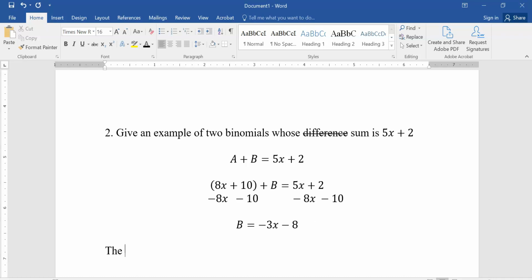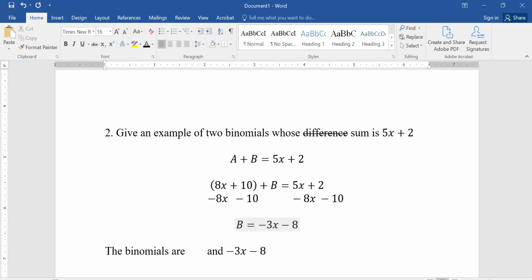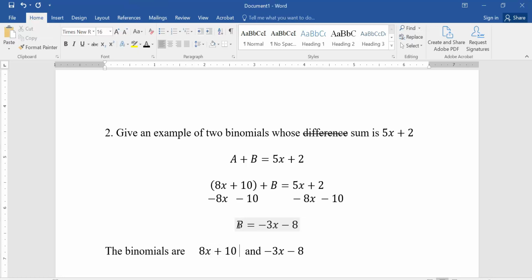All right, so the answer here, the two binomials are, well, what did we have as our a? That was 8x plus 10. And what did we have as our b? That was negative 3x minus 8. Oops, I forgot to write that in math print. So those two binomials add up to 5x plus 2. Again, make sure we scratch off difference there and wrote sum.